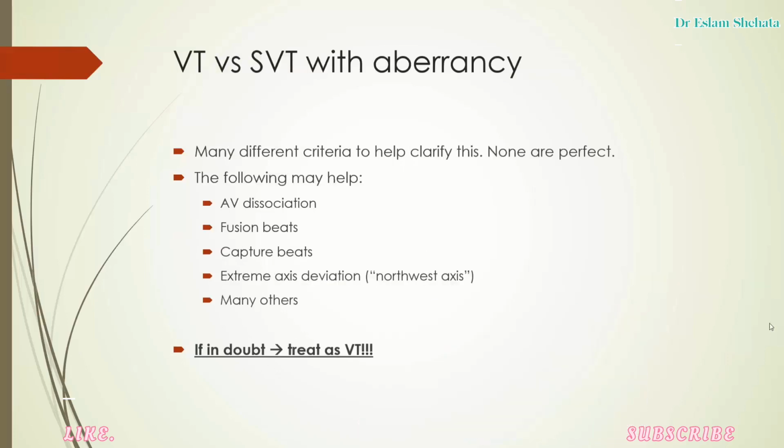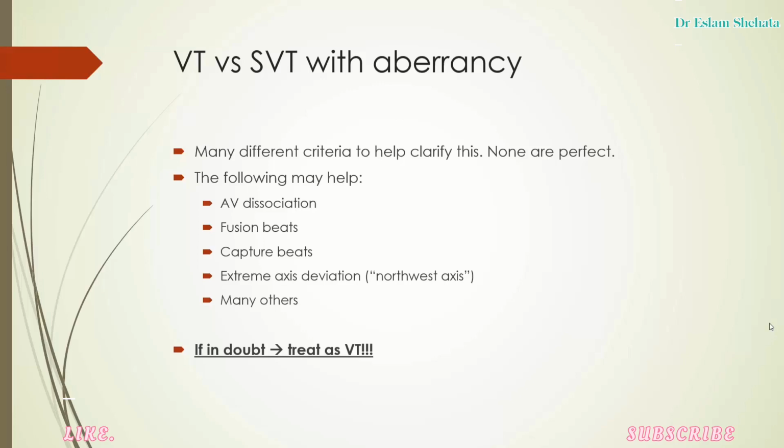Now, distinguishing ventricular tachycardia from supraventricular tachycardia with aberrancy, so for example a bundle branch block, this can often be quite difficult to do. There are quite a few different criteria that can help to clarify this, but none of them are perfect, and it's really a bit beyond the scope of this lecture. Having said that, I've listed a couple of things here that might be able to help you.